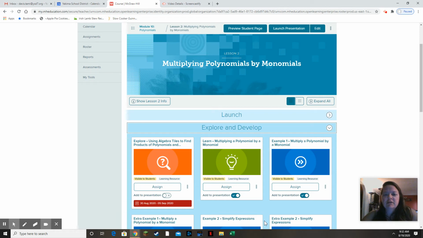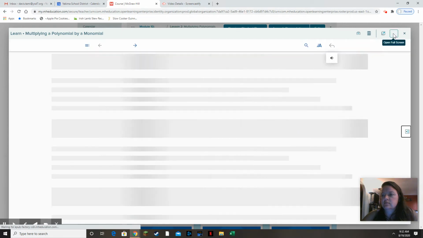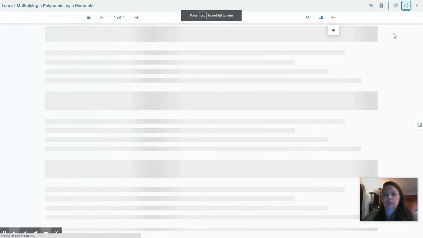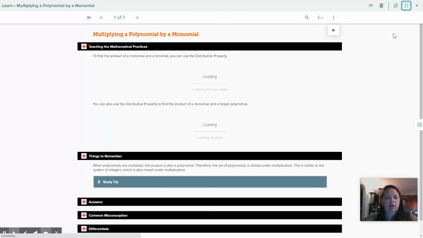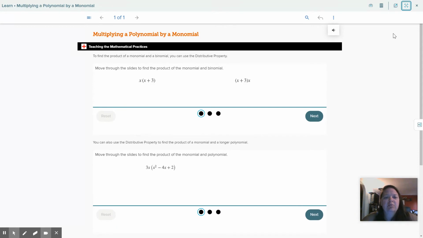All right, now that we're warmed up, we're going to go ahead and do this one that says learn multiplying a polynomial by a monomial. To find the product of a monomial and a binomial, you can use the distributive property like we did in our warm-up. Move through the slides to find the product of the monomial and the binomial.